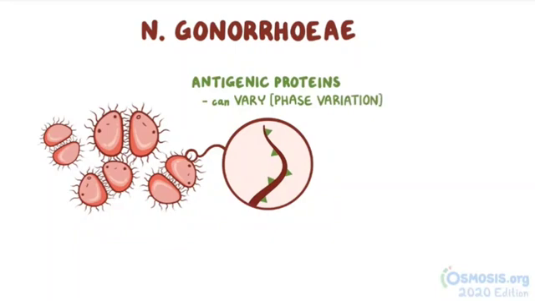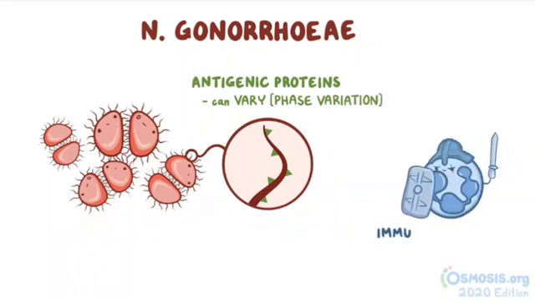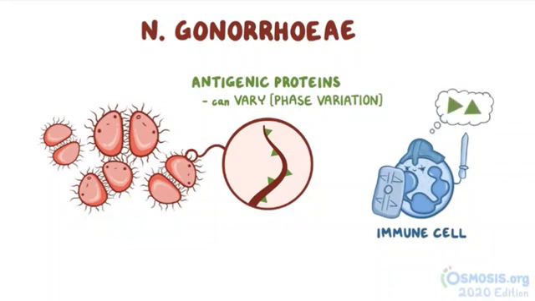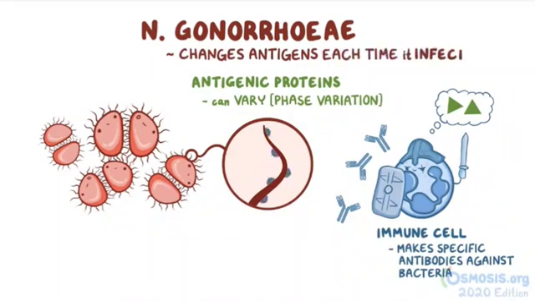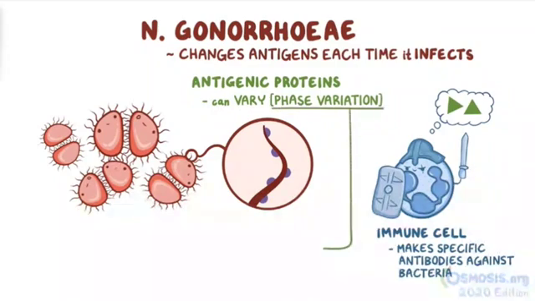Interestingly, N. gonorrheae pili are made of antigenic proteins which can vary with every infection, what's known as phase variation. Alright, so normally when a certain bacteria causes an infection, the immune system keeps memory of the bacterial antigen's configuration. So if the same bacteria infects again, the immune system remembers it and quickly makes specific antibodies against it.